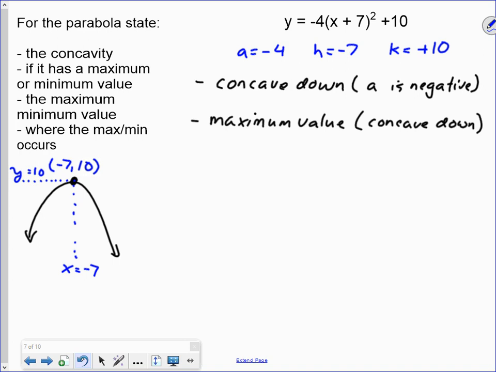So what is the maximum value of this quadratic? The maximum value is +10. That maximum value is always going to be the y value of the vertex.